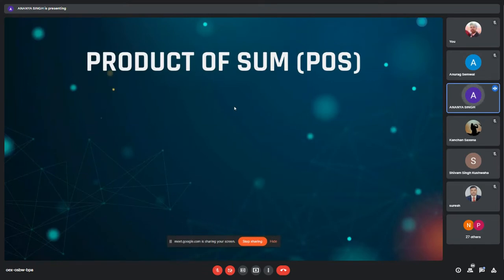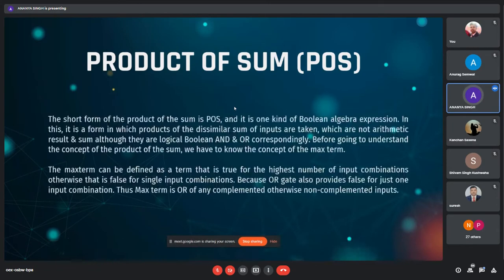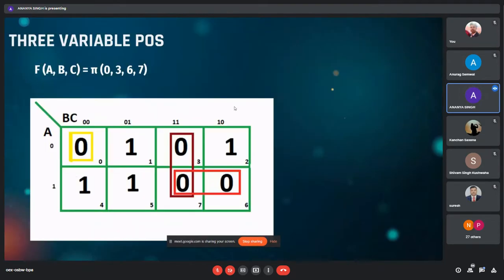Now coming to the second type of Boolean expression, it's product of sums. In POS, products of dissimilar sums of inputs are taken using logical Boolean AND and OR gates. In POS, we will use max terms, the sum of all literals. Here comes an example of POS. It's a 3 variable POS, an array of 2 to the power 3, which is equal to 8 cells. First of all, we will fill the cells of POS with 0 respective to their max terms.